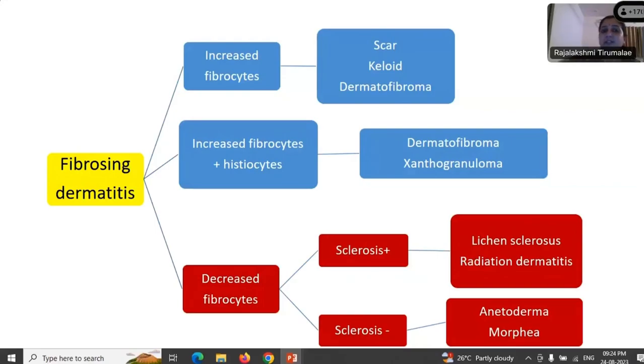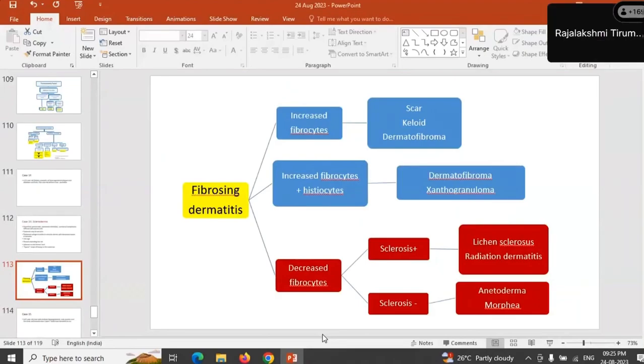And what happens in fibrosis? Either you see a lot of fibrocytes, a lot of cellularity as you would see in a scar or a keloid, or sometimes you don't see so many cells. You could see histiocytes and fibrocytes as you see in later lesions of a dermatofibroma or a xanthogranuloma, right? So this is the differential diagnosis for fibrosing dermatitis. I request the chairpersons to give their comments for both the panniculitis and the fibrosing dermatitis lesions.